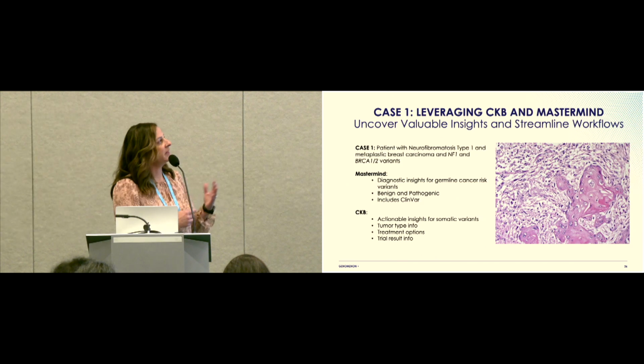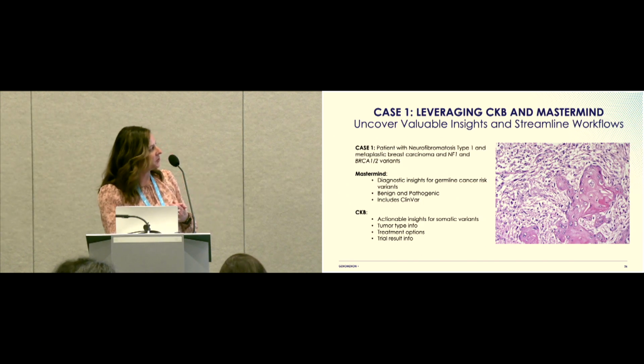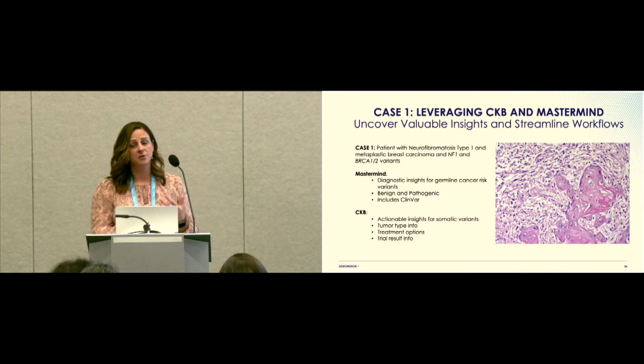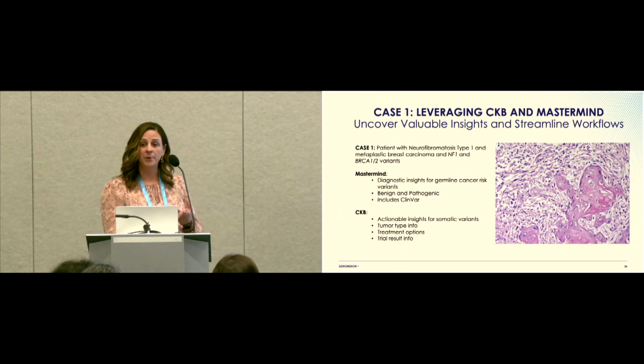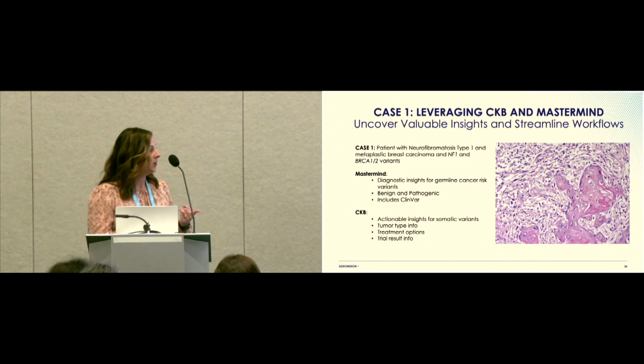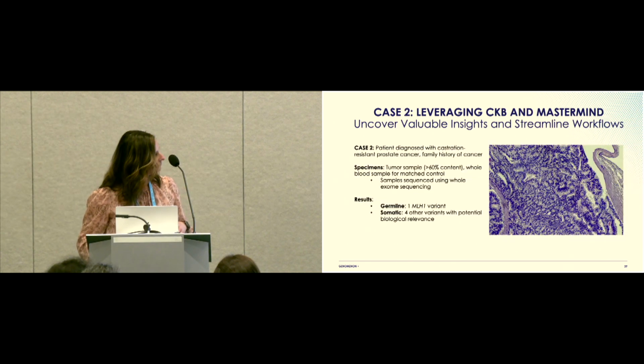All right, so let's wrap up this first case. So this patient, again, NF1 and BRCA1/2 variants were identified in this patient, and we used both Mastermind and CKB. In Mastermind, we found diagnostic insights for germline cancer risk variants, finding both a benign and a pathogenic variant. You also see the ClinVar record as well. And then within CKB, we are able to find actionable insights for somatic variants, based on tumor type info, treatment options, and then the trial results from that trial for that specific drug. All right.